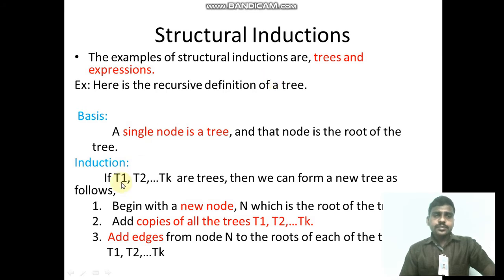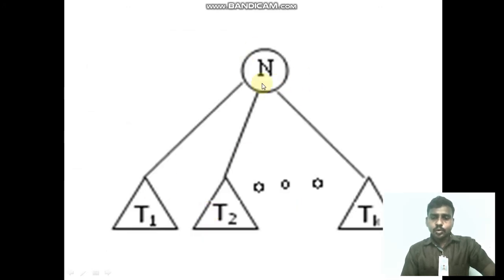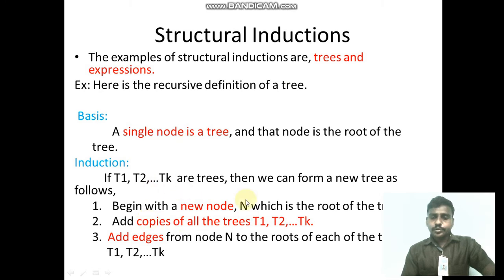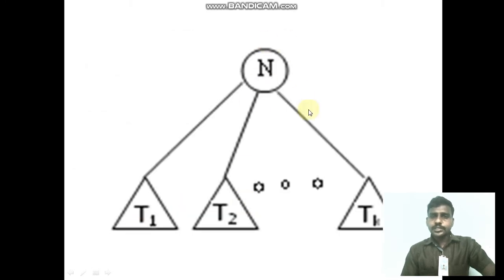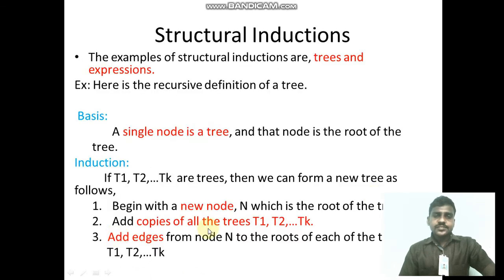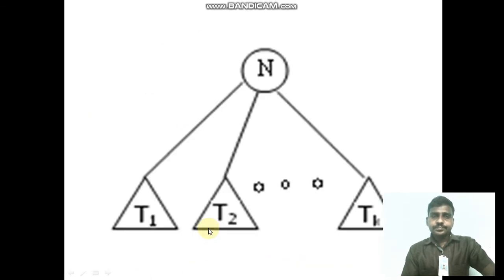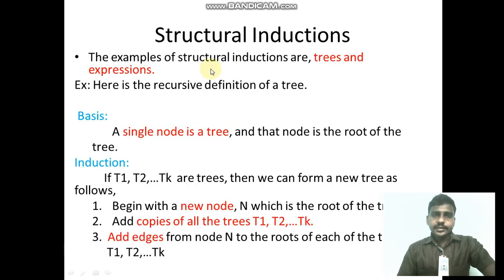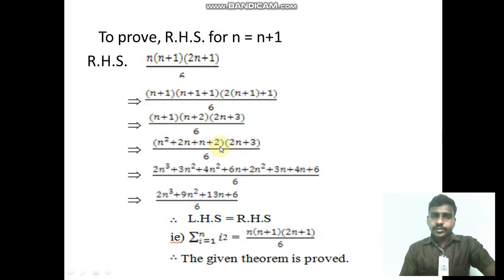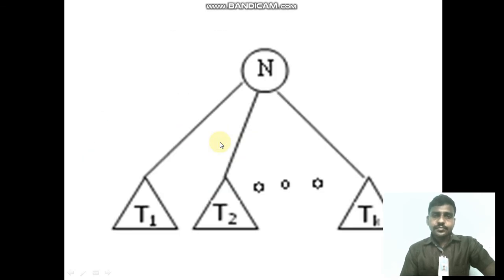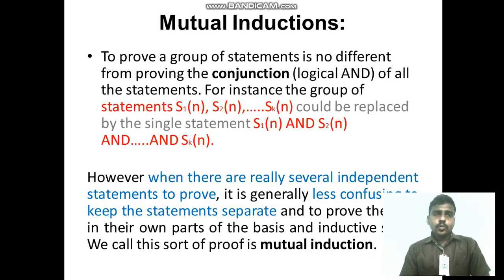And the induction part: if I have T1, T2, up to Tk, then we can form a new tree. Begin with a new node, and add copies of T1, T2, up to Tk, and add edges from the new node to the root node of each. These are the edges. Likewise, this forms a structural induction. It deals with trees and expressions. In the basis part, we are assigning only the single node, and in the induction part, we are copying the root node also.